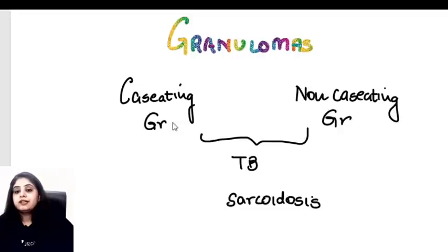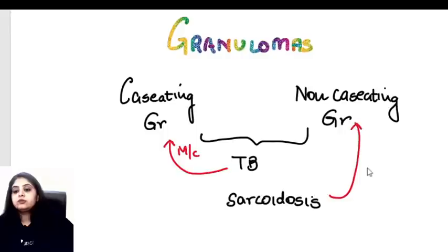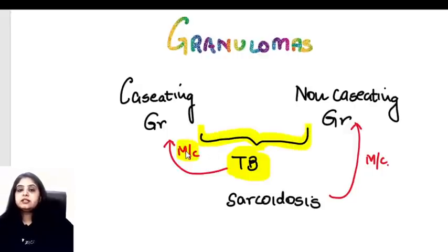But when it comes to finding the commoner one, TB shows caseous necrosis more commonly and sarcoidosis shows non-caseating more commonly. So if you get a question, TB shows caseating, non-caseating or both, you will select both. But if you have to select the commoner one, it's caseating. Same for sarcoidosis, the best answer is both. But if you have to select the commoner one, non-caseating.